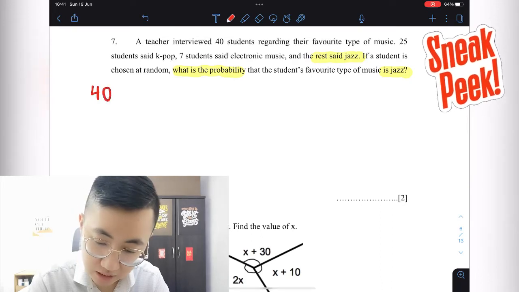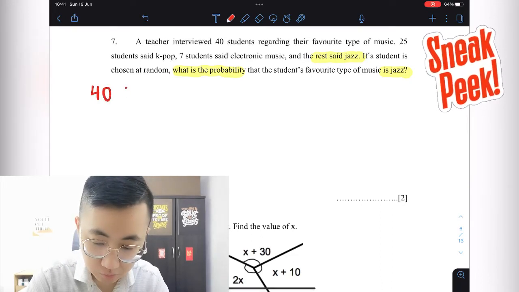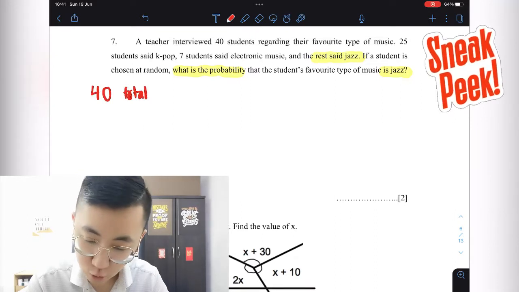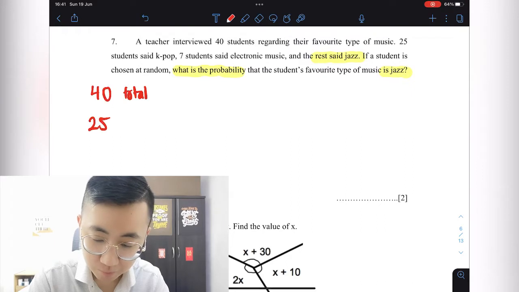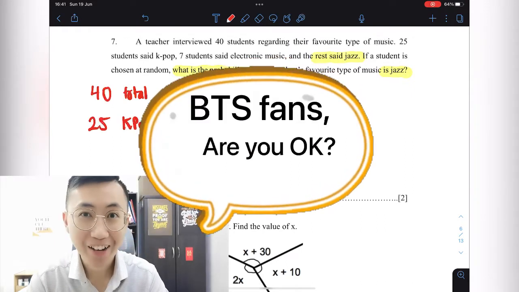40 students total. Continue to write down the information. So I am looking at 25 of them actually like K-pop. BTS fan, are you okay?